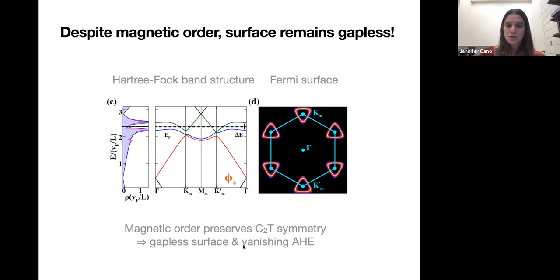And also because of the symmetry, you won't realize any anomalous Hall effect, because the total configuration will be vanishing. So this is a way to realize spontaneous symmetry breaking on the TI surface, but there's not going to be a quantized Hall effect that comes along with it.